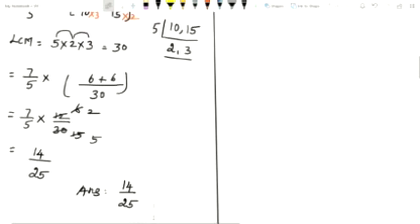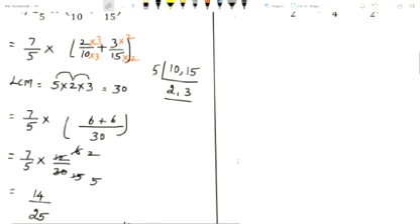Now 12/30 is divisible by 2. So 6 twos are 12, 15 twos are 30. Again divisible by 3. 2 threes are 6, 5 threes are 15. Now multiply the numerators, 7 twos are 14. Next multiply the denominators, 5 fives are 25. So it is a proper fraction, so leave it as it is. So what is the answer, children? 14/25. Let's move on to the next question, children.